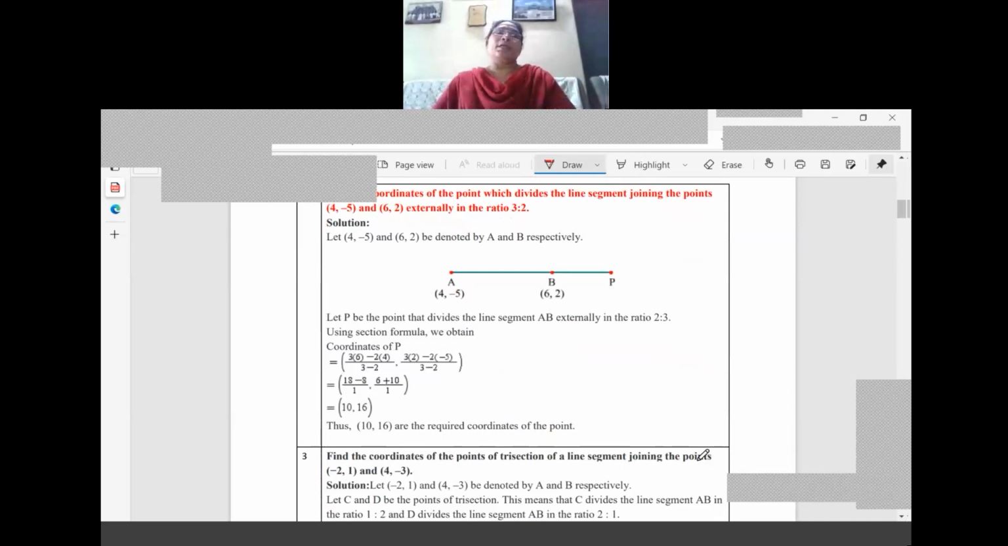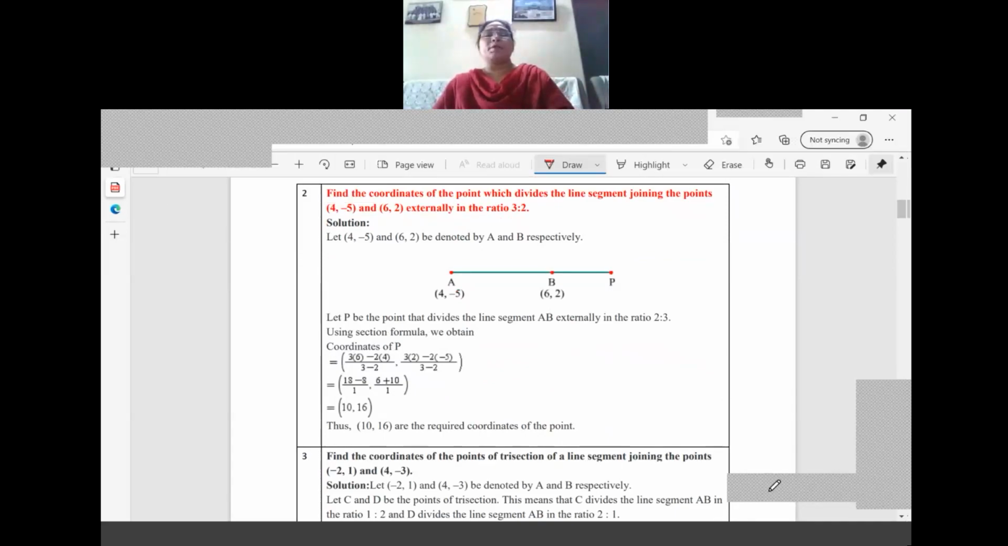I'm giving this question. Find the coordinate of the point which divides the line segment joining the points (4, -5) and (6, 2) externally in the ratio 3 is to 2 only. So this point P is dividing, the first total ratio is 3 and AB is 2 only. Now listen, all of you. You have to think about what the condition is here. The plus will be changed to minus.